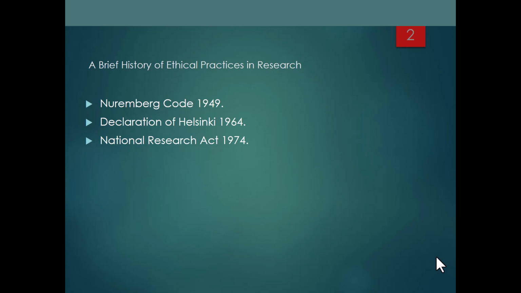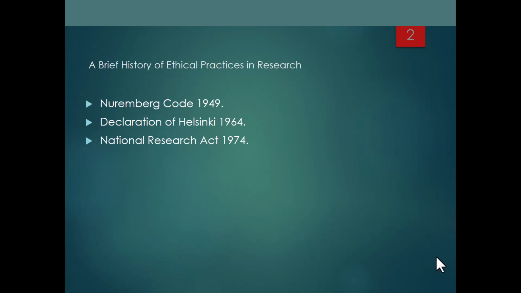So this code focused on the rights and the welfare of human subjects. It established that participation in research is voluntary, informed consent must be obtained, participants have the right to withdraw at any time, and it is the researcher's responsibility to obtain that consent.